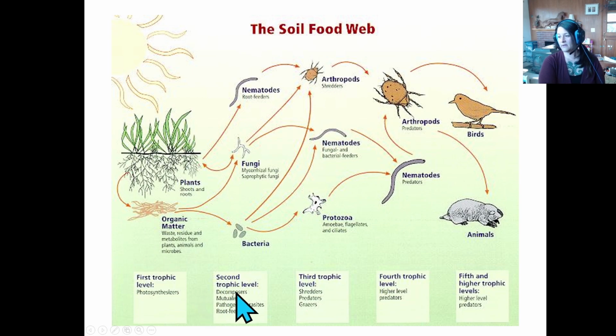So the second trophic level, I say layer, but I shouldn't, it's level. The second trophic level is your decomposers, your mutualists, your pathogens, parasites, and root feeders, okay? So here we have the organisms that come in and want to eat the plant shoots and roots. They want to eat that organic matter, or they want to eat the exudates that the plant's shoots and roots are giving off, those sugars. That's party food for them. That's like, come to the party, here's your pizza and whatever you like to eat, your candy and whatnot.